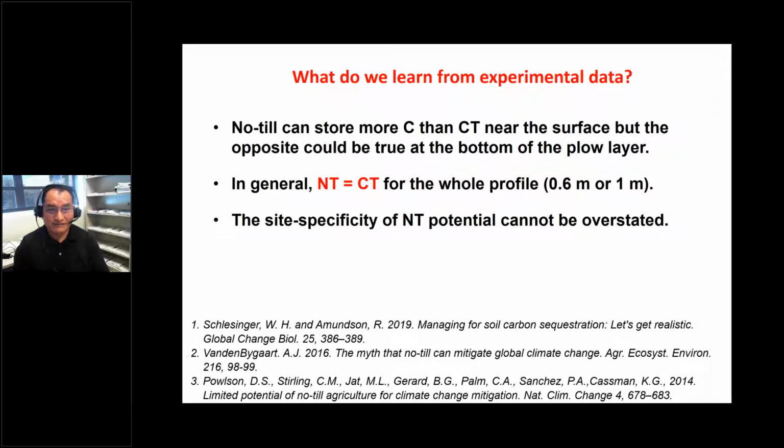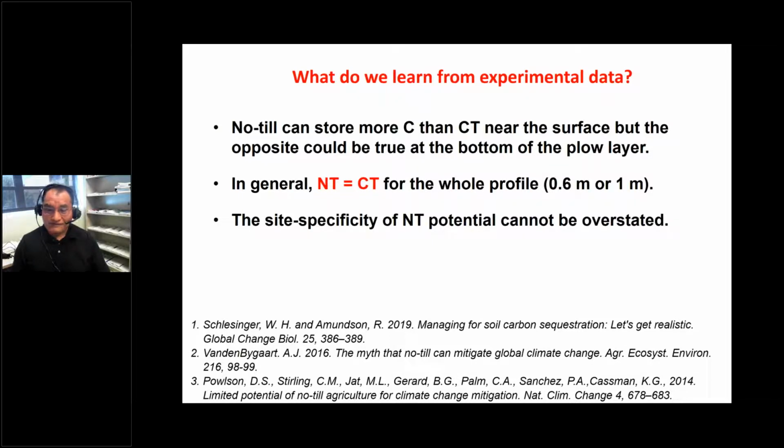Okay, so we have a good number of reviews and some site-specific studies. From my humble understanding of the review papers and research articles published in the past 20 or 25 years on no-till and carbon storage, yes, no-till can store more carbon than CT near the surface, in the upper 2-4 inches. But the opposite could be true in some cases at the bottom of the layer where we plow, right? Because we are burying residues at the bottom of the plow layer. When we add the layers, the summation shows that there are no differences between NT and CT for the whole profile. Remember, I'm saying this in general. In a few cases, maybe. Yes, and that's true.